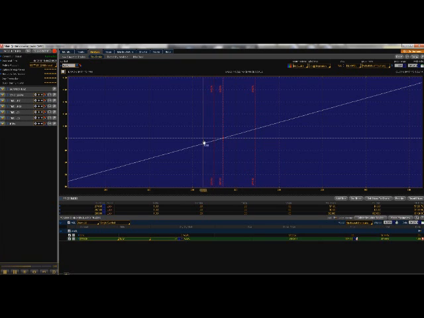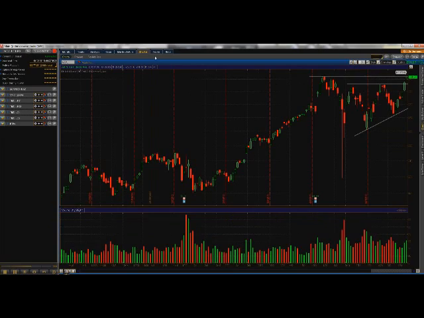So as you can see, we're really, really minimizing our losses here because we're making sure that our risk is less than our reward. So if this were to fail, and if this support level were to break down from our original buy point, we would be okay, and we would be fine.